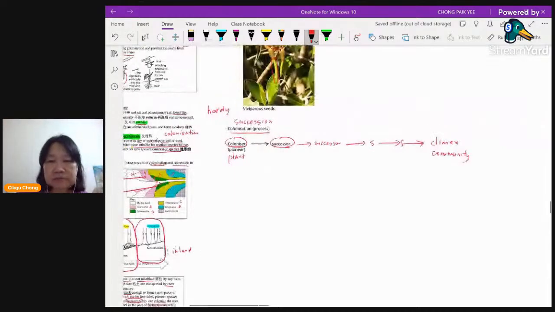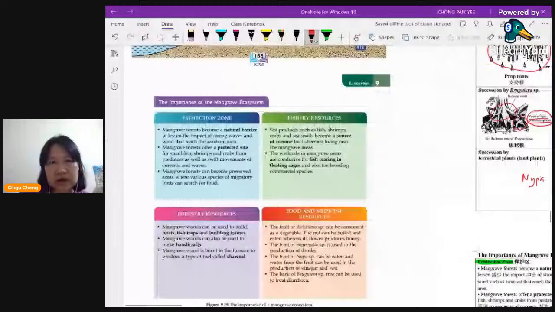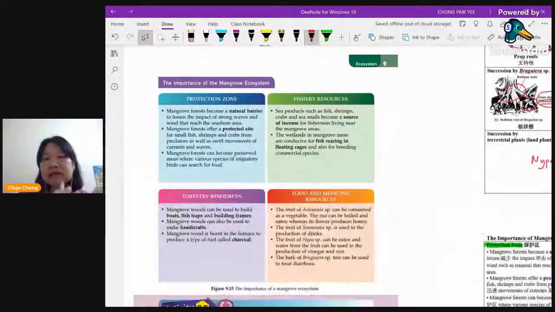Just one more part. We learn about the importance of ecosystem. All right, our mangrove ecosystem. Now the nearest place we can see our ecosystem is this mangrove. Very famous place here, Kuala Sepetang. Kuala Sepetang, very near Taiping there. We have a lot of these charcoal factories.